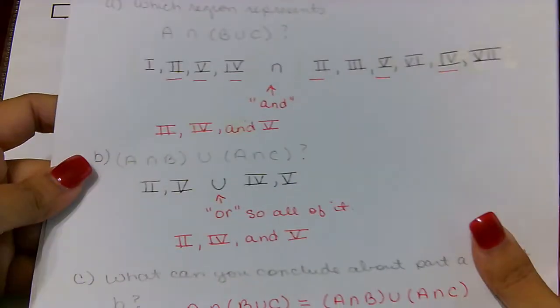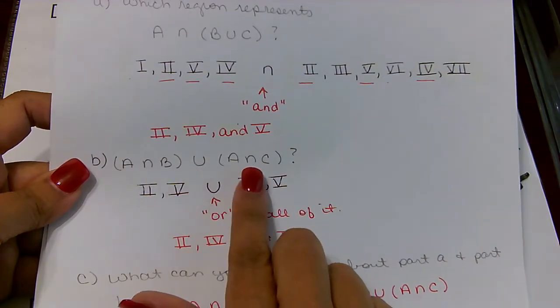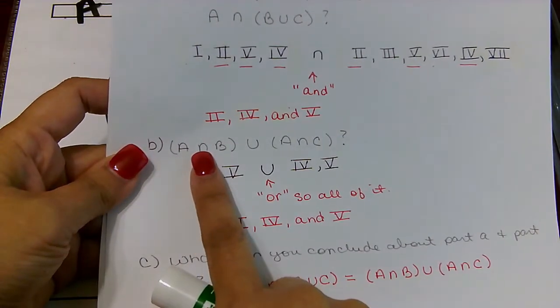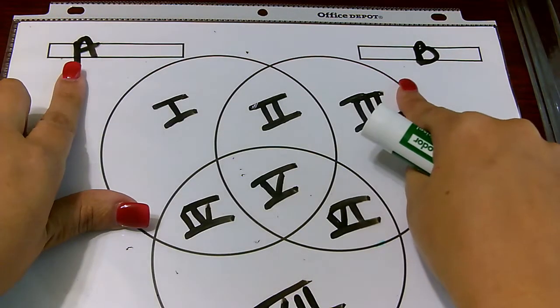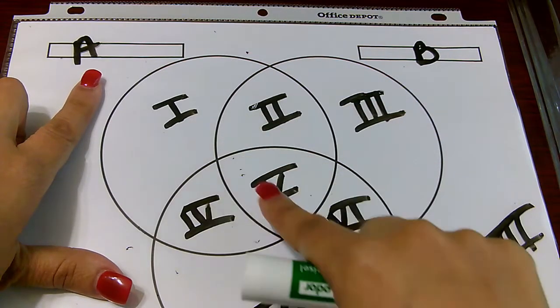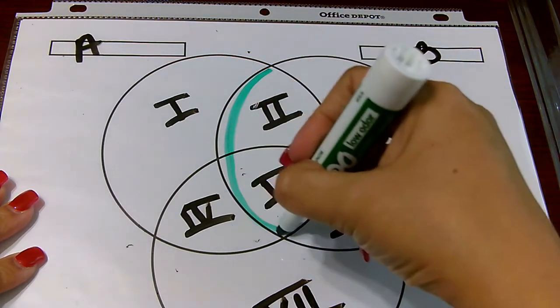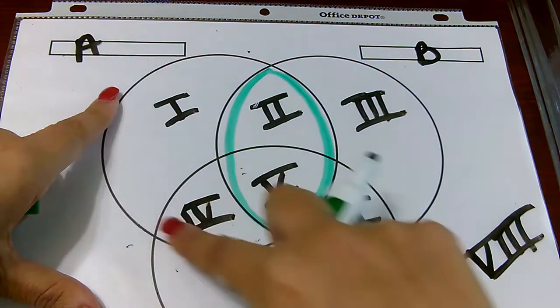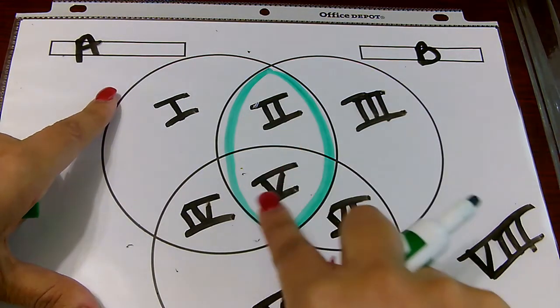Part B says A and B or A and C. So I'm going to go ahead and use different markers for each of these. I'm going to start with the A and B. Here's my A and B. Remember, we want the intersecting parts for both. That's actually going to be this part right here. This section is in both the big A circle and in the B. So this is the intersecting part for both.